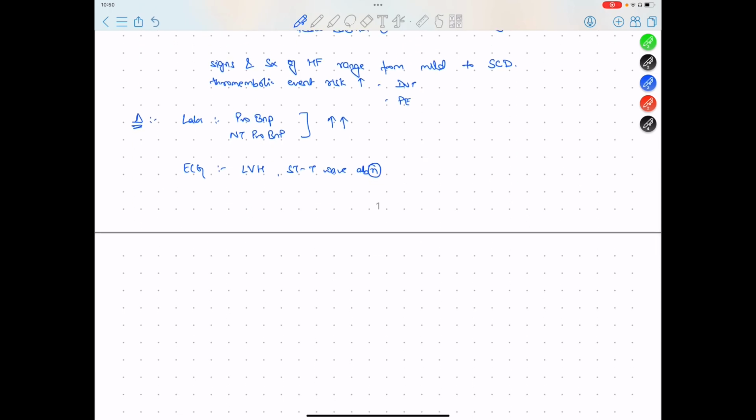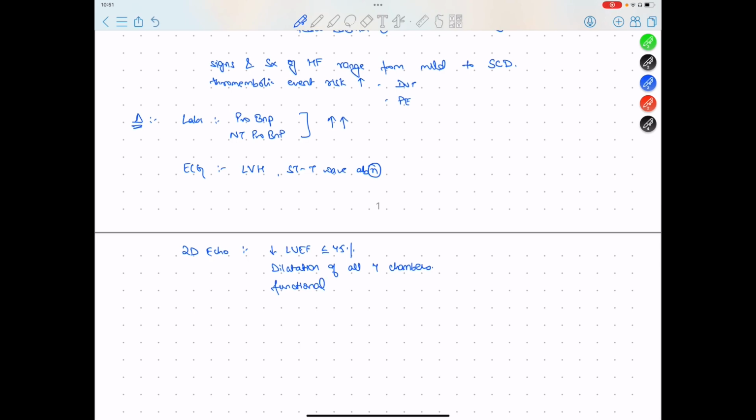And if you do a 2D echo, that is transthoracic echo, it will show a reduced ejection fraction of less than or equal to 45%, along with dilatation of chambers, dilatation of all the four chambers, and functional MR may occur due to the dilatation.